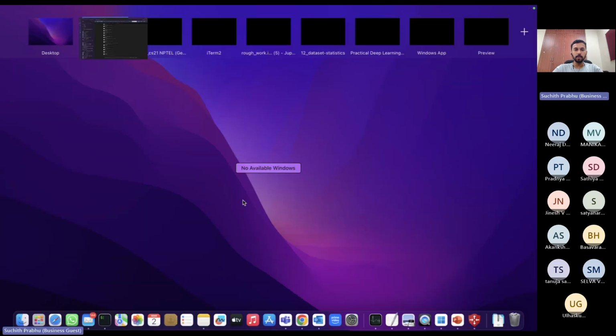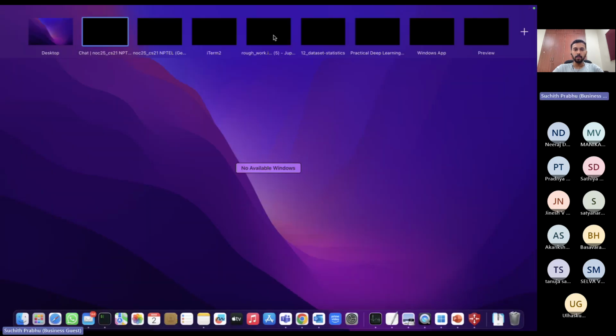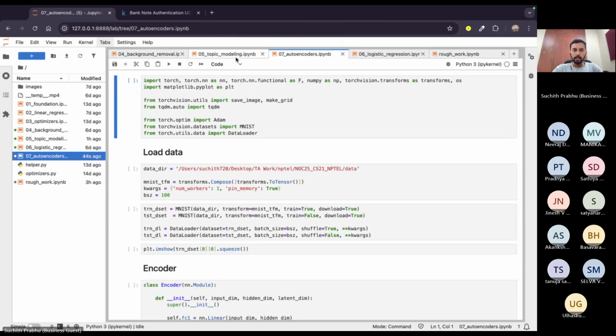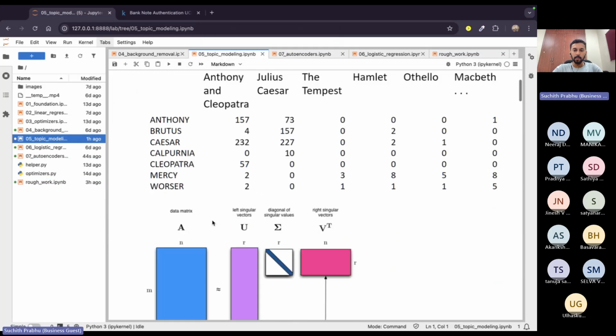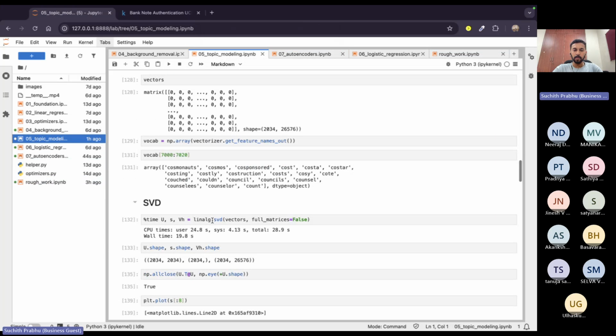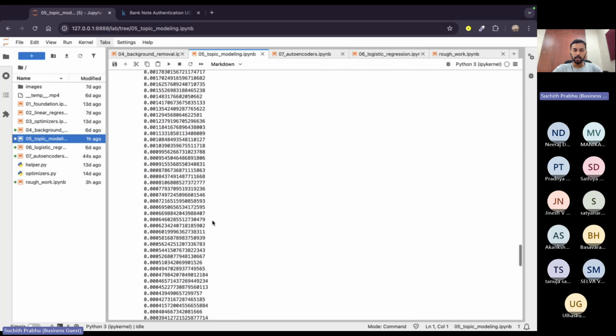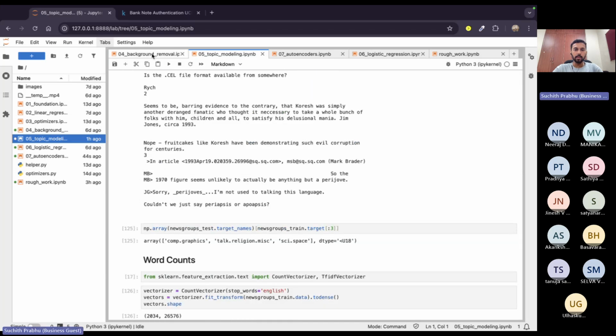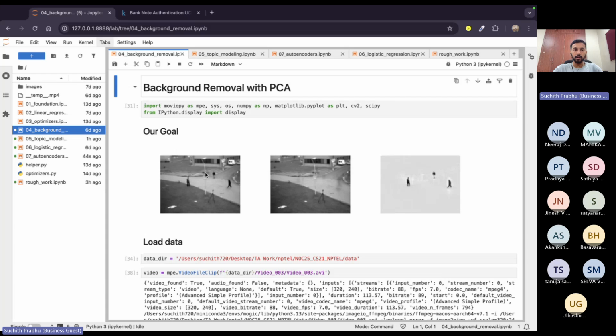So now let's move on to coding and let's see what we saw in the previous session, where we had left off. We were not able to complete this topic modeling, so we'll go through this again and complete it. Okay, let me recap what we did.